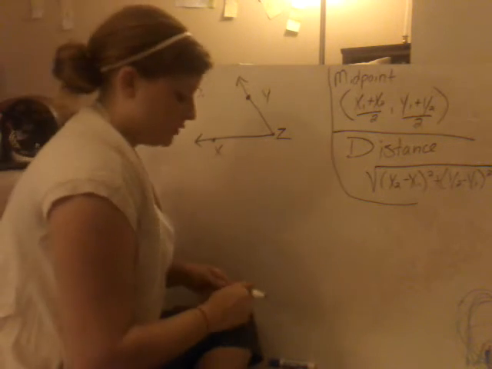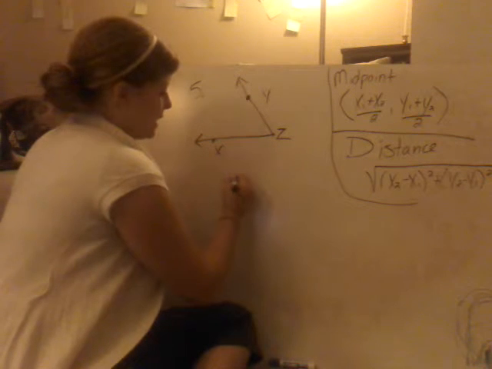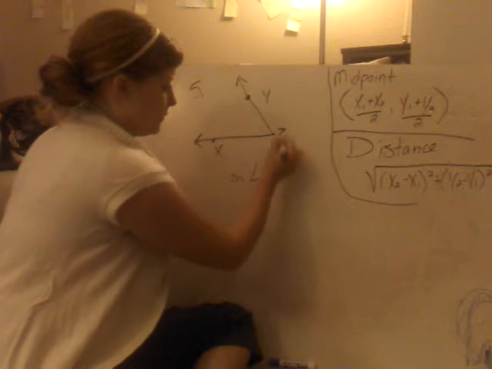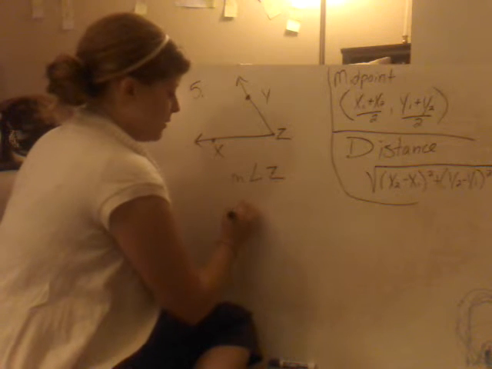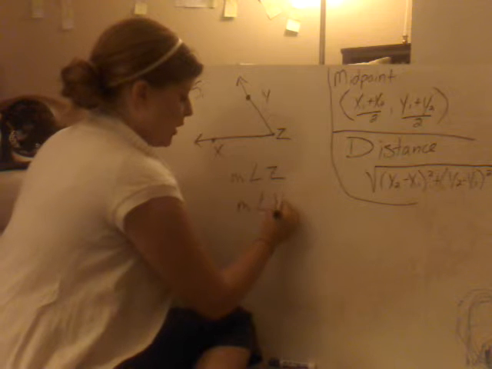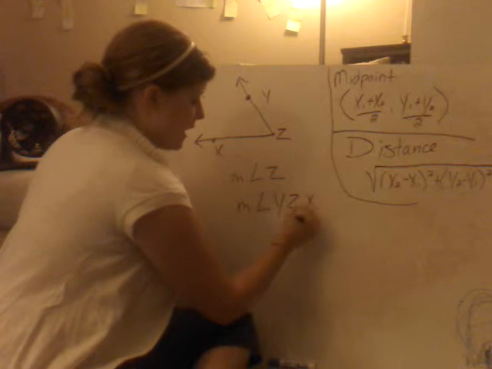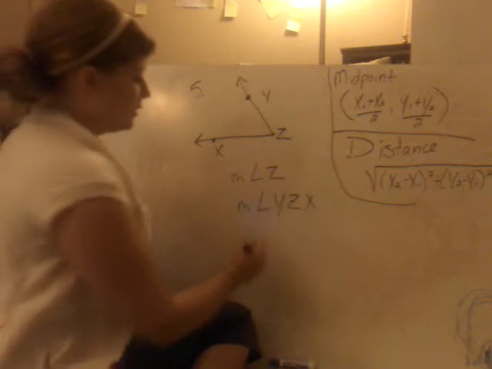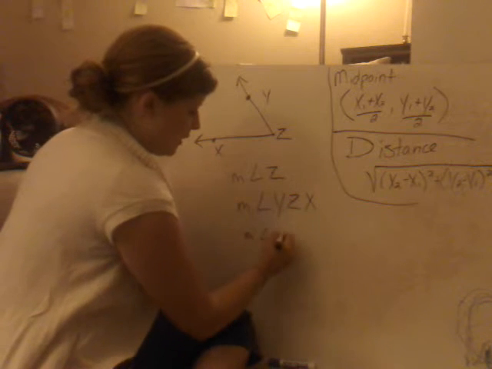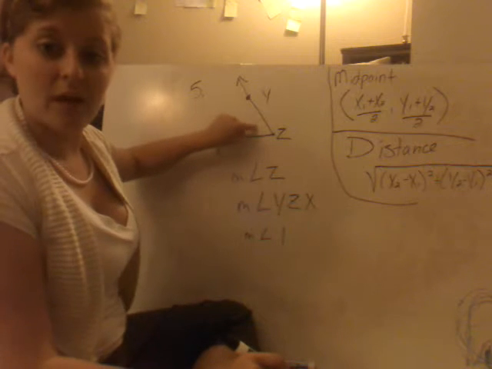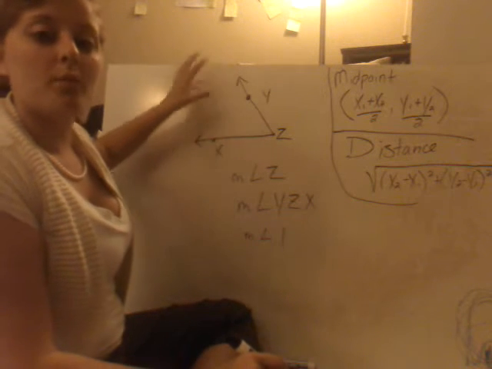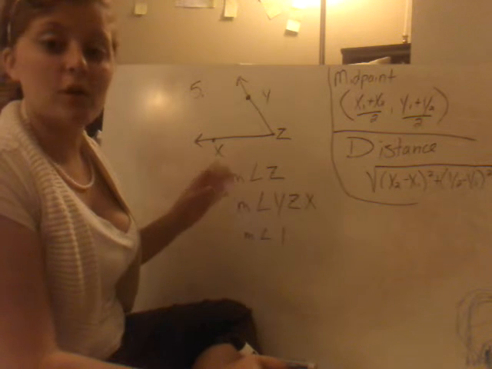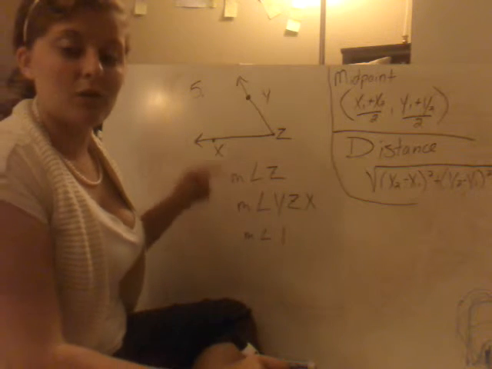So we'll start out this way. You can say the measure of angle Y, Z, X. Remember, Z is in the center because Z is the vertex. Or the measure of angle 1, because we have that 1 there. It is just giving us one more way of identifying this angle. That's all that means. It doesn't mean that the value of this angle is worth 1. It just means that's another way to see it.